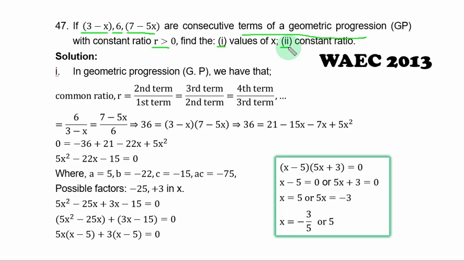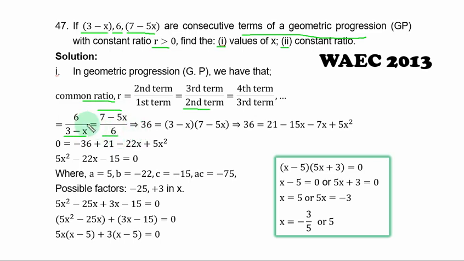Solution: for us to get the values of s, we use the fact that in a geometric progression, the common ratio is equal to second term over first term, and it is equal to third term over second term, and so on. Second term 6 over first term 3 minus s, equal to third term 7 minus 5s over second term 6. To continue, you have to cross multiply.